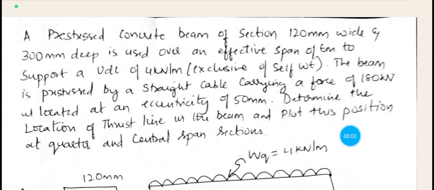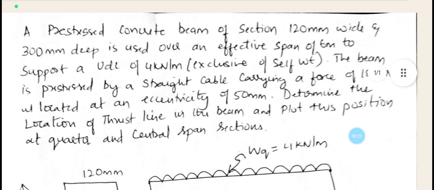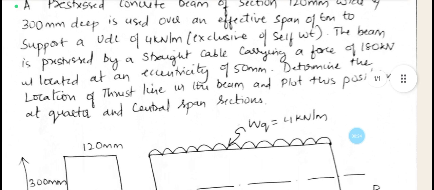A pre-stressed concrete beam of section 120 mm wide by 300 mm deep is used over an effective span of 6 meter to support a UDL of 4 kN per meter, which is exclusive of self-weight. The beam is pre-stressed by a straight cable carrying a force of 180 kN, is located at an eccentricity of 50 mm. Determine the location of thrust line in the beam and plot disposition at quarter and central span section.